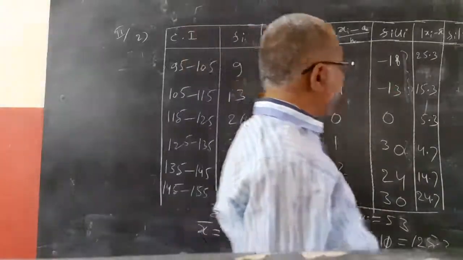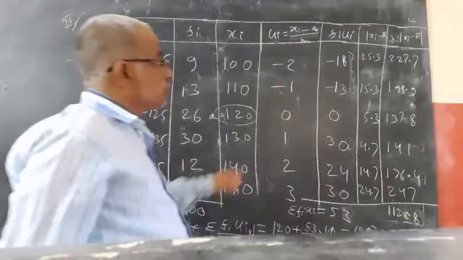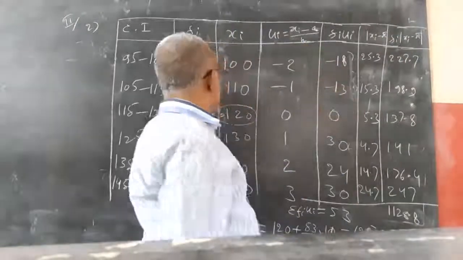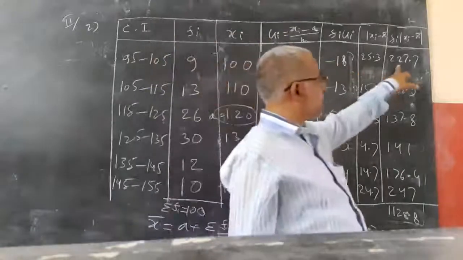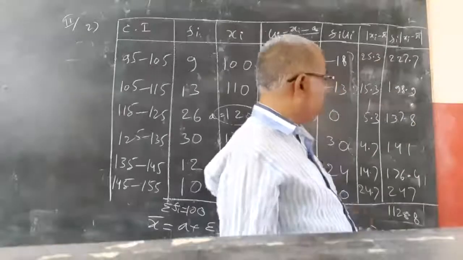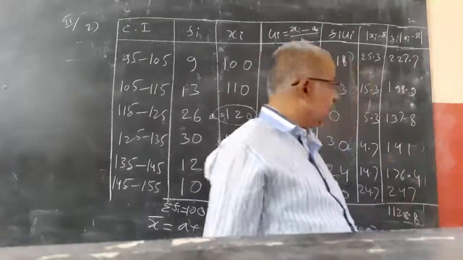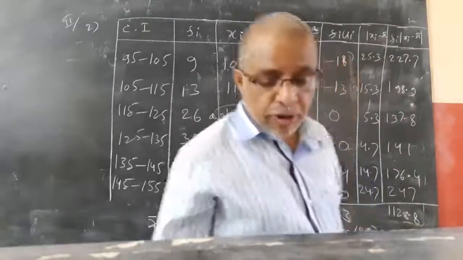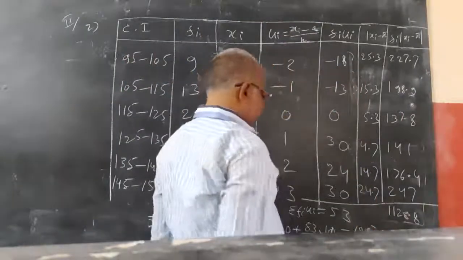So 25.3 into 9. We found modulus of xi minus x bar, then multiply this with Fi. Fi into modulus of xi minus x bar gives you 222.7, 227.7, 198.9, 137.8, 141, 176.4, 247. By adding all together, I got 1128.8. This is sigma Fi into modulus of xi minus x bar.